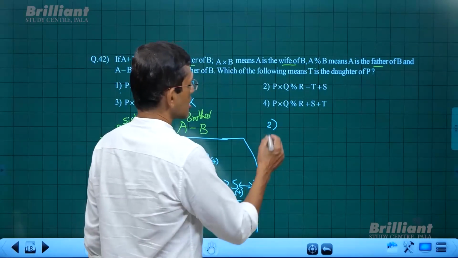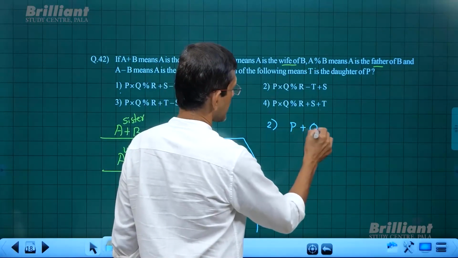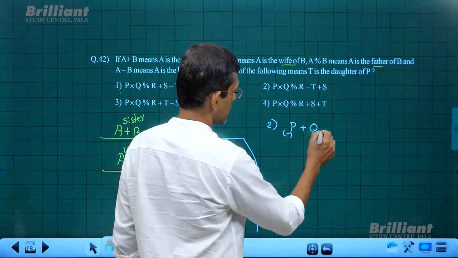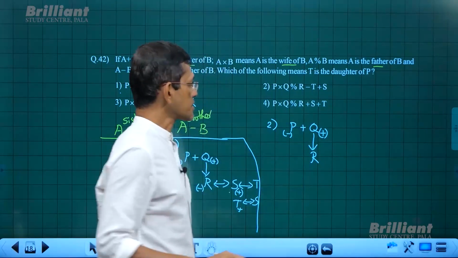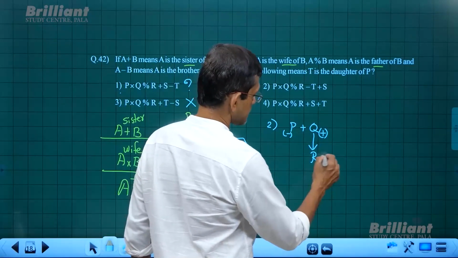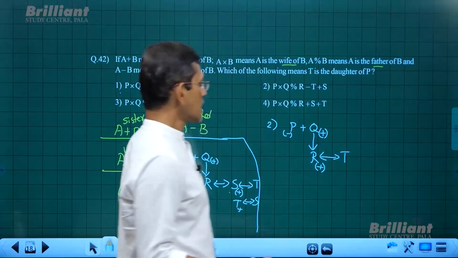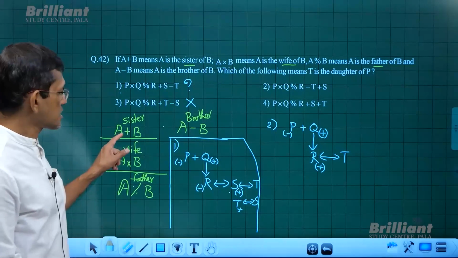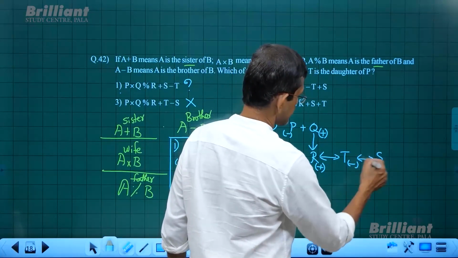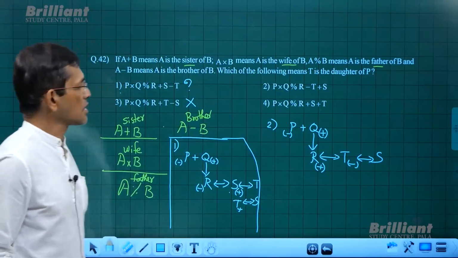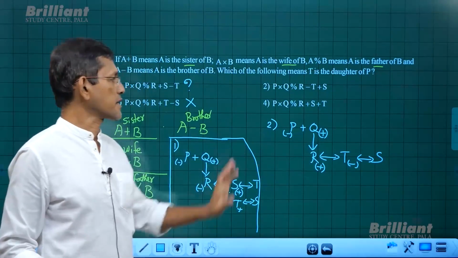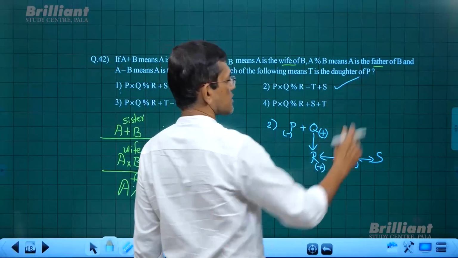So let's try this. P and Q are married. So P is a female and Q is the father of R. So Q is the father. Then R minus T. R minus T means R is the brother of T. And T plus S means T is the sister of S. In that case, we know that T is the daughter of P. Perfectly all right. So the second one, we got the answer right there.